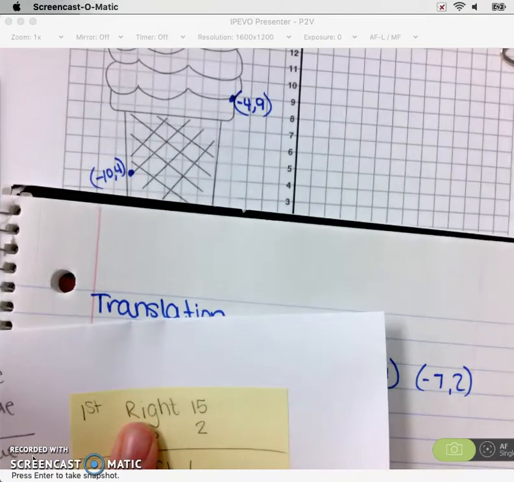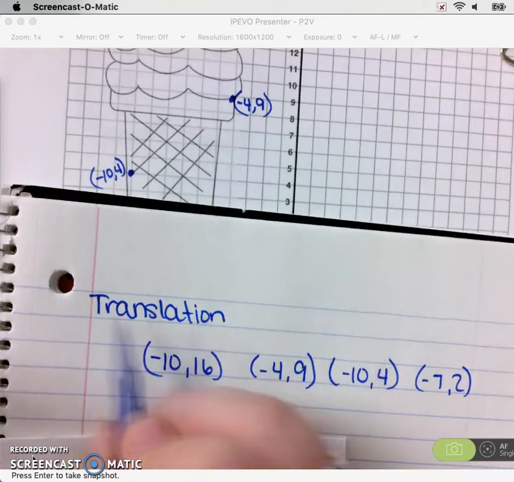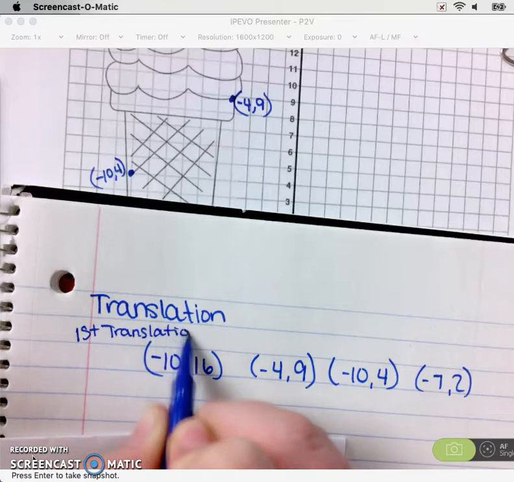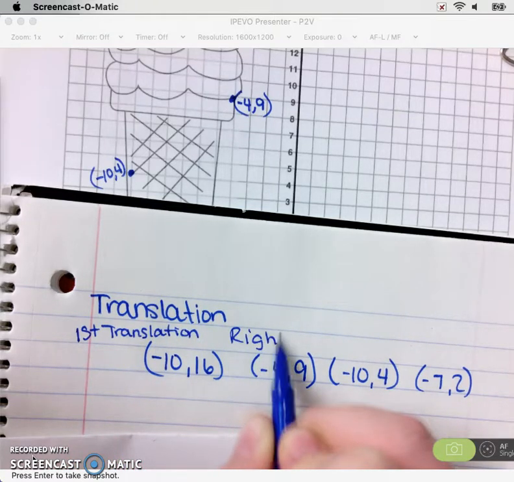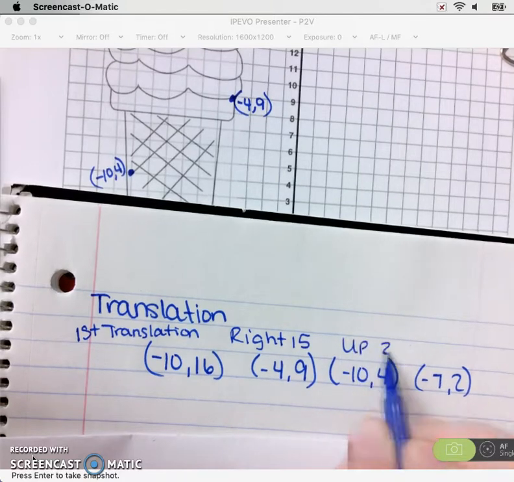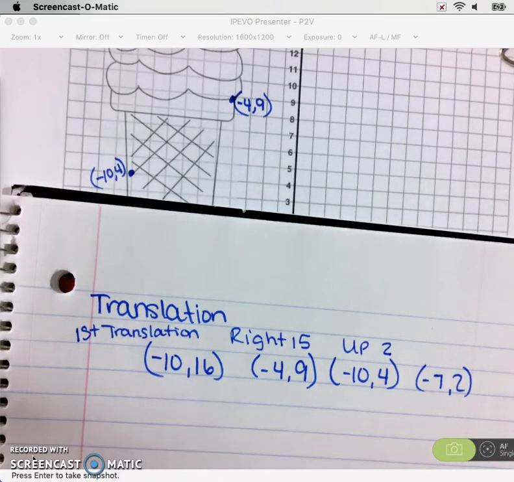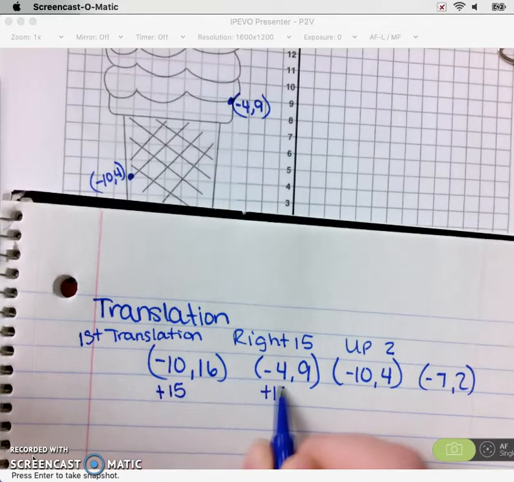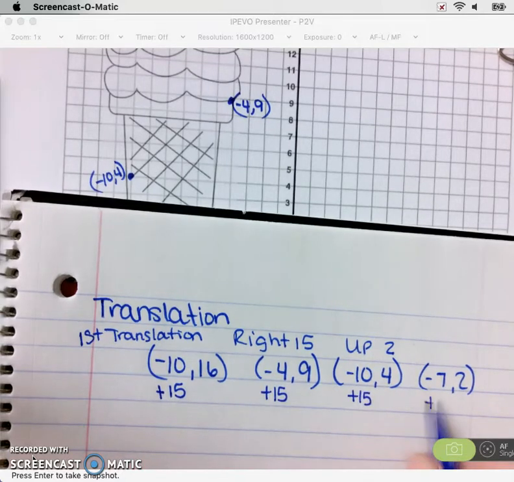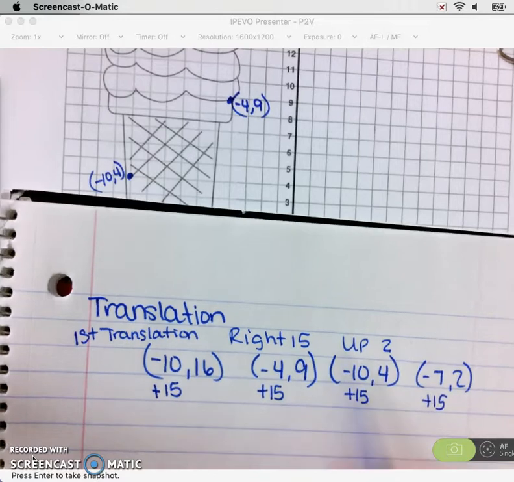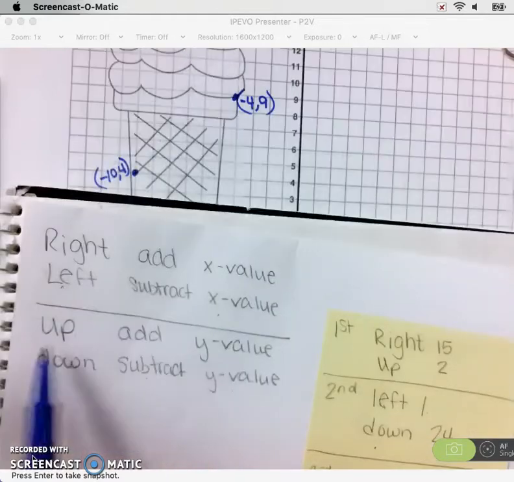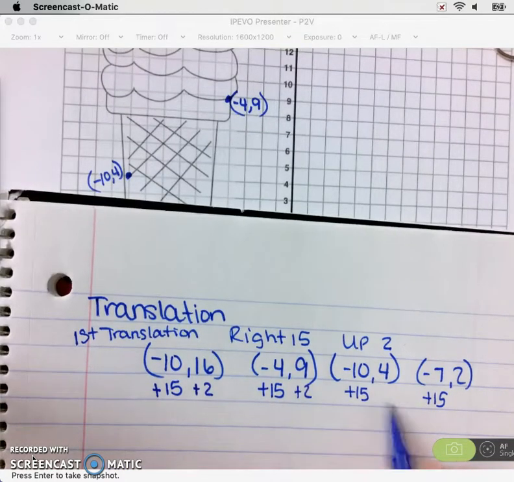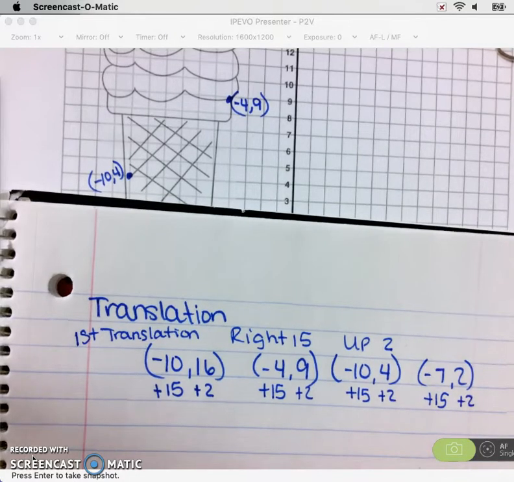So our first translation says to go right 15, up 2. When I go to the right, I'm adding to my x value, so I'm adding that 15 to my x value. And then I go up 2, I'm adding. So up means I add to the y, so +2 to the y. So now I have my new points.